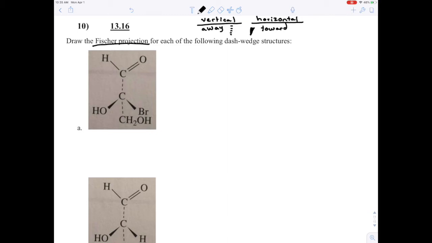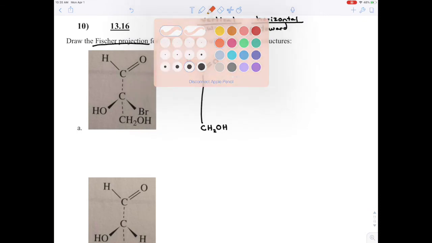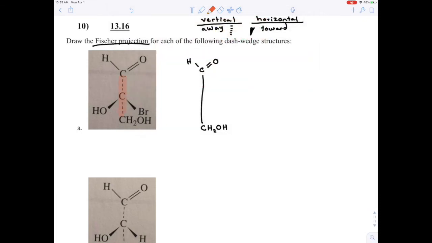So in these, you'd redraw the structure. This structure here in A, draw the carbon with the functional group. Here, this is an aldehyde. Then just draw a vertical bond until you get to the end. You draw in that tail there, so CH2OH. Those vertical bonds are all going away. They're the dashes.